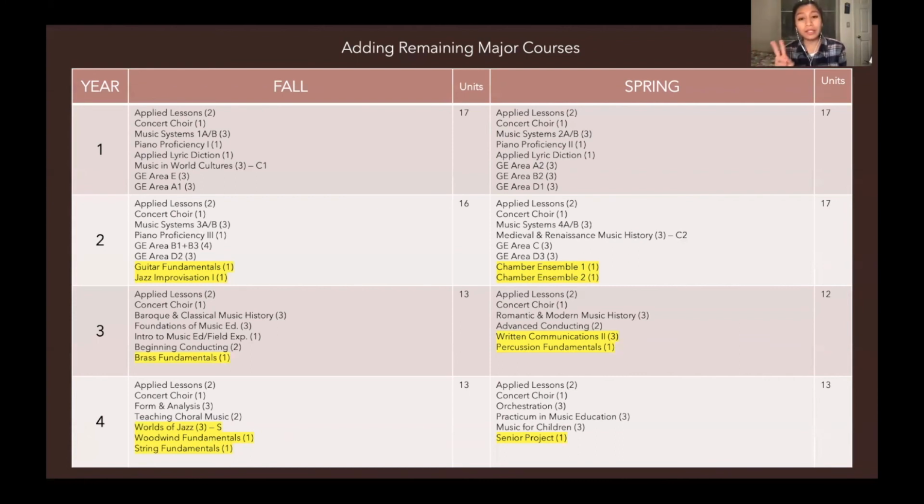The second thing, your senior project, is going to be your senior recital. As a music ed major, you only need to provide 1 recital. Some other majors will require 2 recitals, but as a music ed major, only 1. And that is most likely going to be your last semester at state.